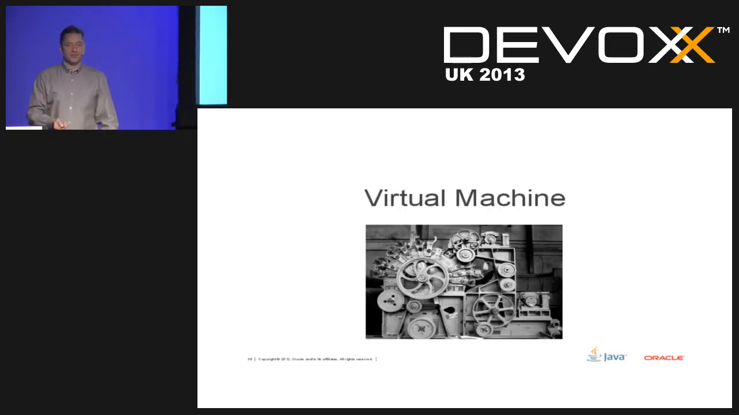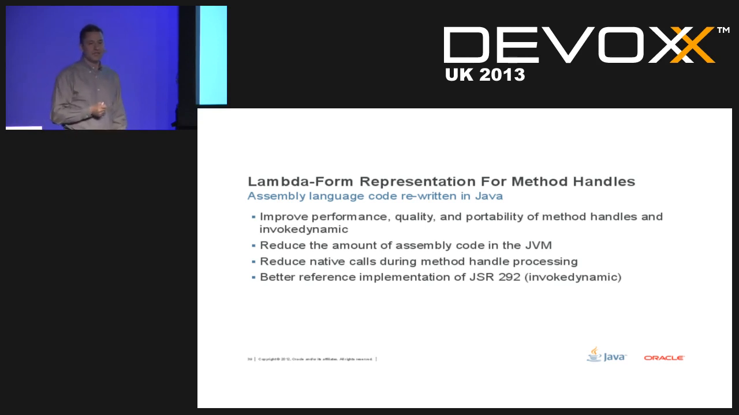The virtual machine, a few changes here. This is basically we're looking at just improving performance and efficiency and so on. So there's things like the way that we implement method handles. Currently that's done with a bunch of assembly code and is platform specific. Some of that we're going to rewrite in Java to make it more portable. We actually think we can make it more efficient that way, and we can switch to a better reference implementation of invokedynamic doing that.